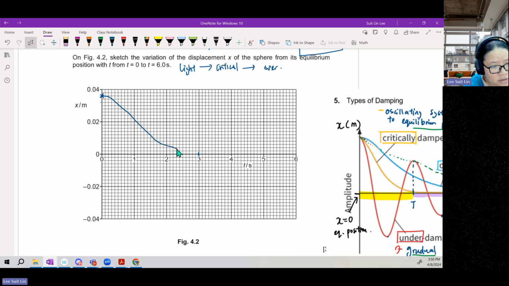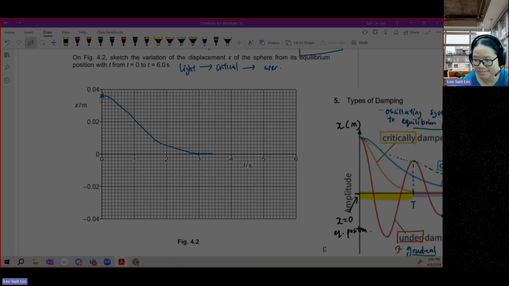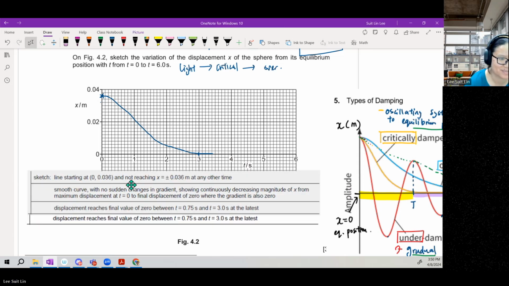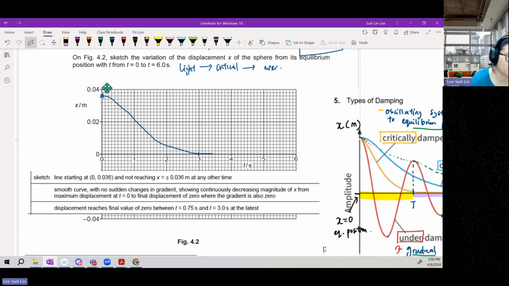Decreasing gradient so that somewhere here it will drop to zero. This question where you throw it, like that, 3 marks. Okay, here are the marks. Because they never asked before, so I was like, oh, they asked, finally. Plot twist. So the line starting from here will not oscillate. There's a smooth curve, no sudden changes in gradient, showing a continuously decreasing magnitude from the maximum value to zero. Displacement reaches final value of zero between 0.75 and 3 seconds.